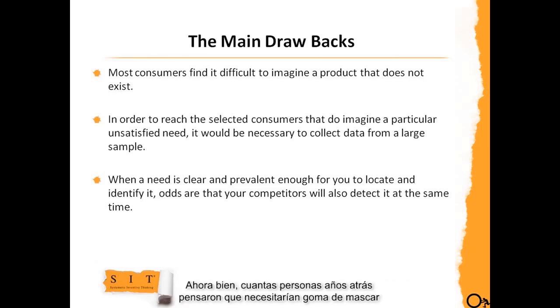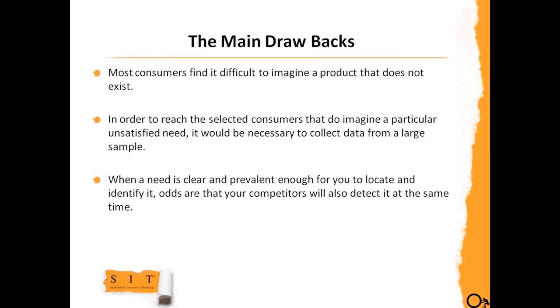Now, how many people years ago thought they would need a chewing gum that would solve their oral acidity problems? So, when a need is clear and prevalent enough for you to locate and identify it, odds are that your competitors will also detect it at the same time. The challenge then is to identify and satisfy a non-existent or latent need. So because of these drawbacks, it's obvious that we need something else.